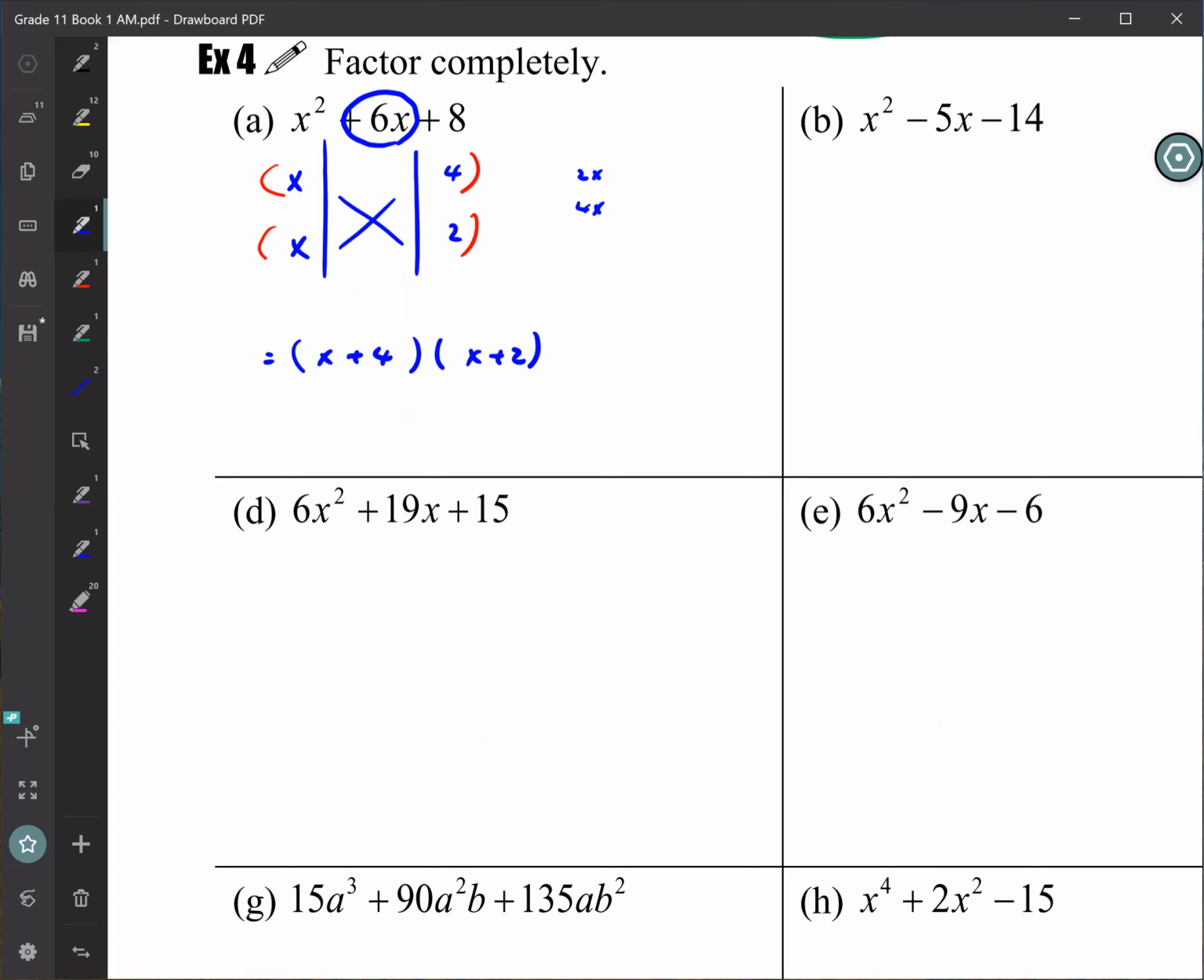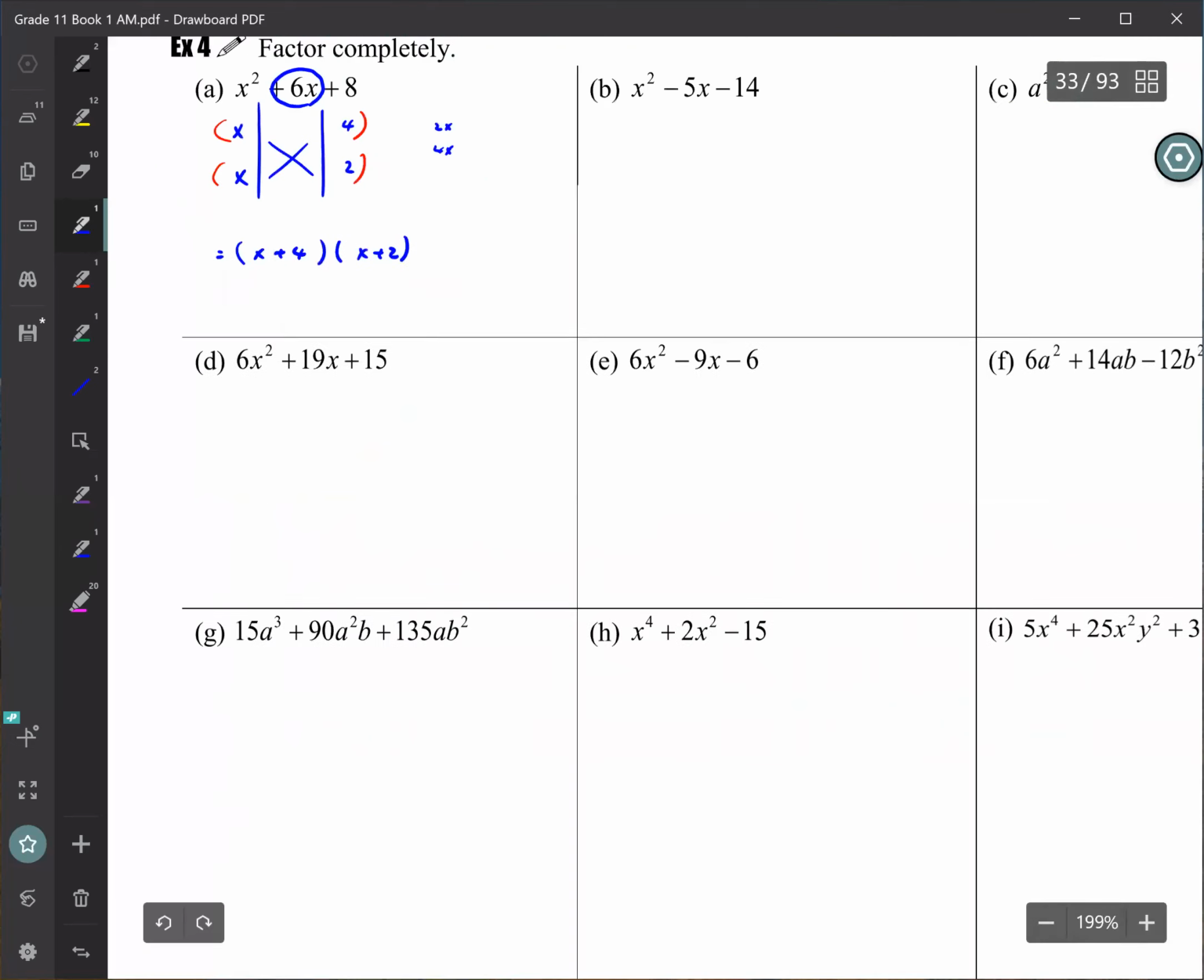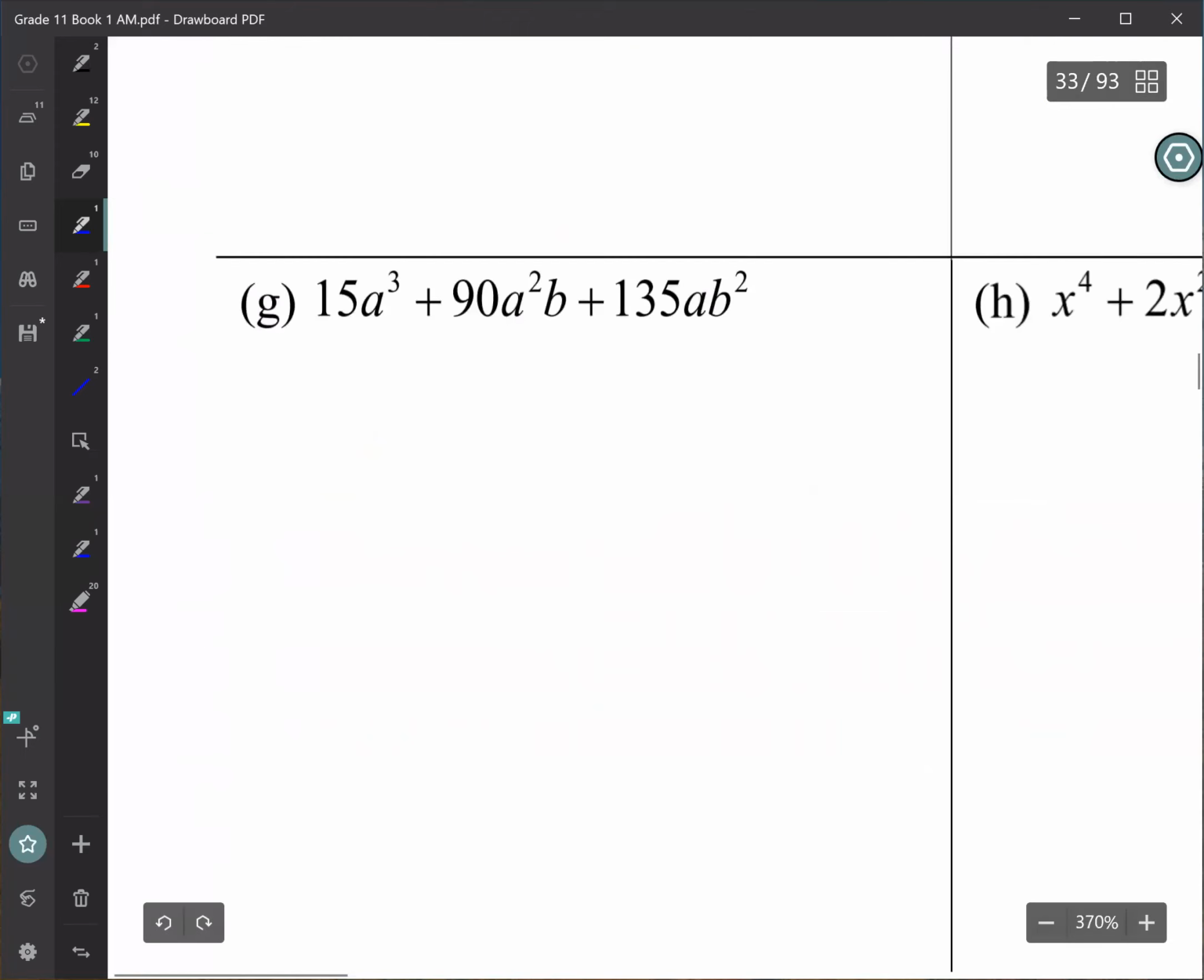Let's do something a little bit harder. Let's look at G. A little bit harder means there could be GCF. So let's take a look. We have GCF here, Brennan.